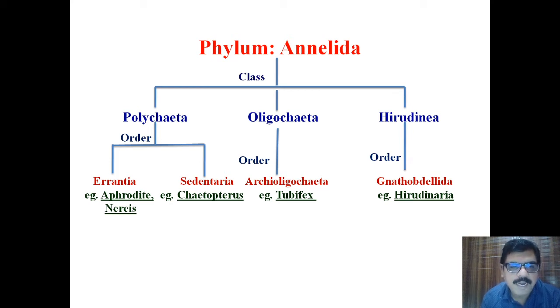Aphrodite and Nereis belong to the order Errantia, and Chaetopterus belongs to the order Sedentaria. The one example from Oligochaeta is from the order Archaeoligochaeta, and the example is Tubifex. And we have to study one example from the class Hirudinea. The order is Gnathobdellida and the example is Hirudinaria.